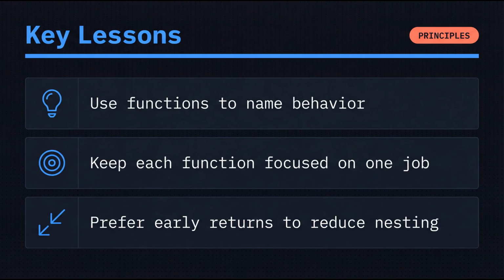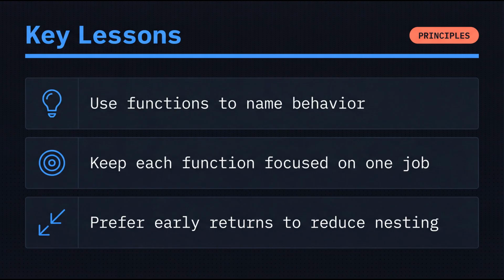Second, keep each function focused on one job. A function called countPasses should count passes. It shouldn't also print results or read input. One function, one responsibility. Third, prefer early returns to reduce nesting.